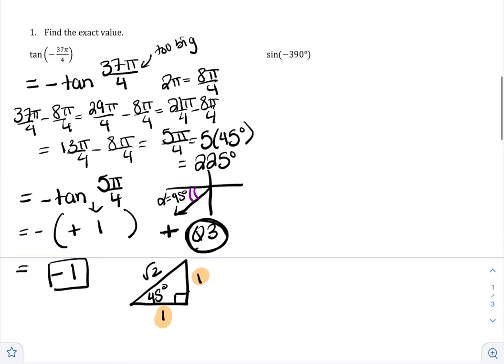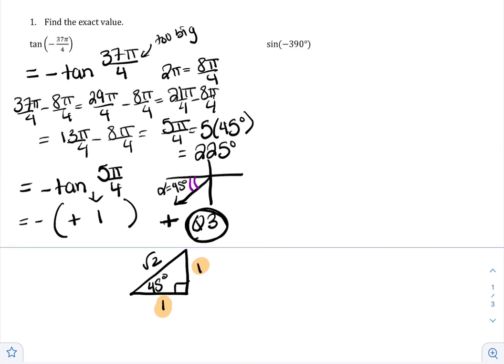Okay, let's do one more. So we have the sine of negative 390 degrees. So to use the properties, I'll put the negative in the front. I will subtract 360 because it's too big. That will give me the sine of 30.